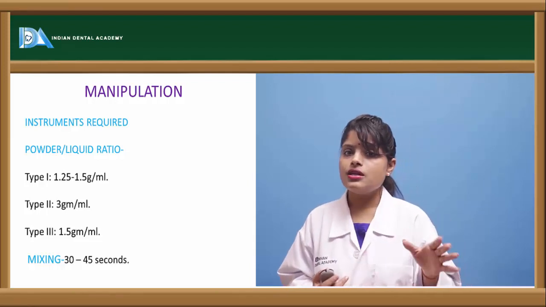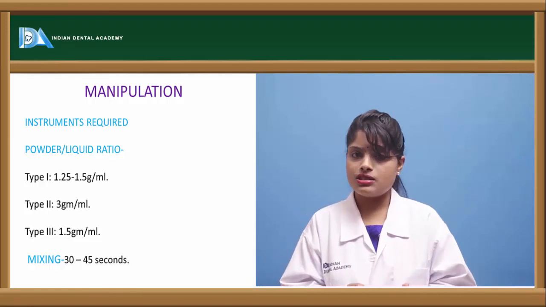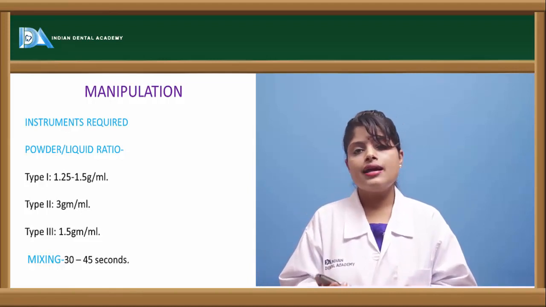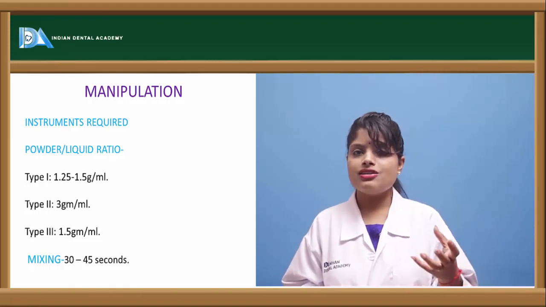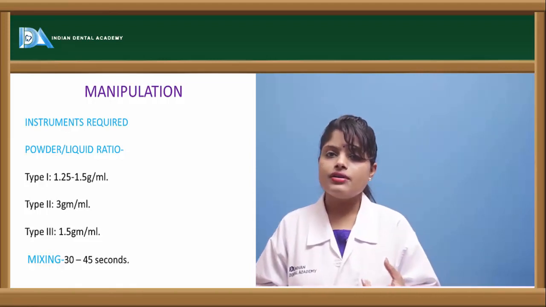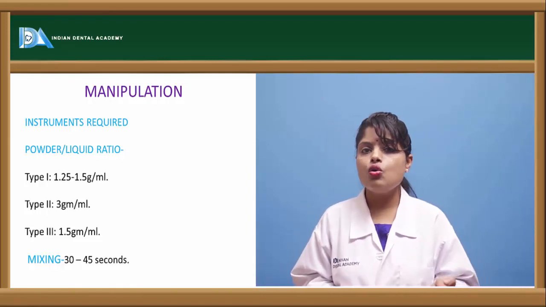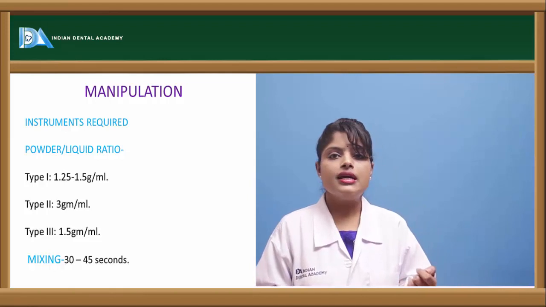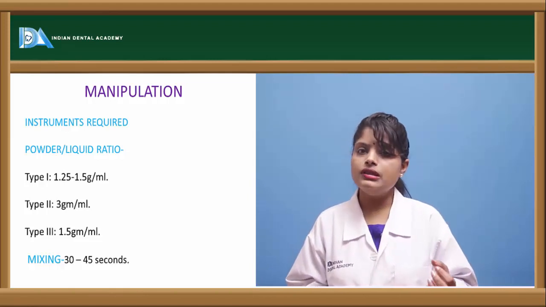So first we dispense the powder from the jar of the glass ionomer cement. A scoop of powder is dispensed from the jar. Often the manufacturer instructions are written on the bottle, stating how many grams or how many scoops of glass ionomer cement powder need to be taken for a drop or 2 drops of the liquid.